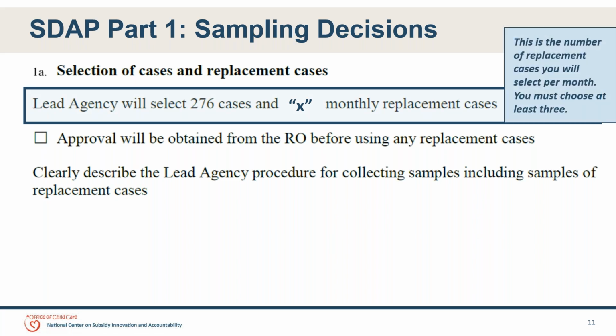We ask that you plan to select at least 3 monthly replacement cases, and you can choose more. Most states do choose about 3 per month. However, if you have reason to select a lot of cases, more than 10, please share the reason for that. It's fine, but we would like to know if you anticipate having some issues with sampling or anything else where you might need to use more replacement cases. We would just like to get a heads up on that.